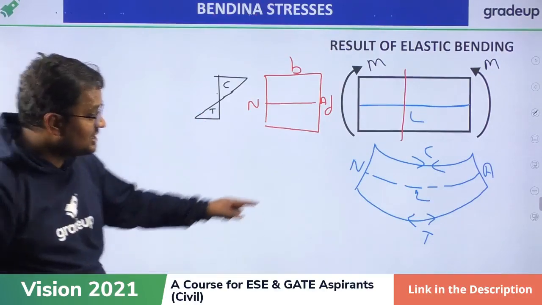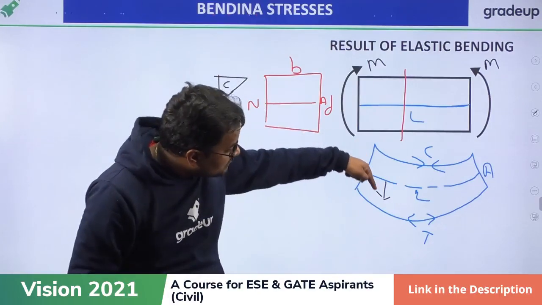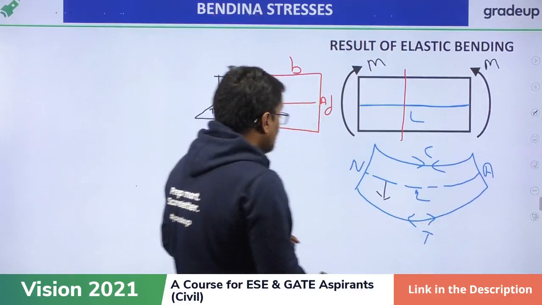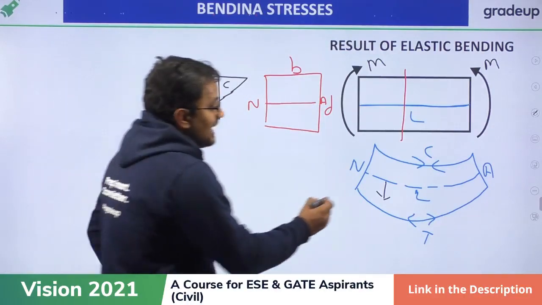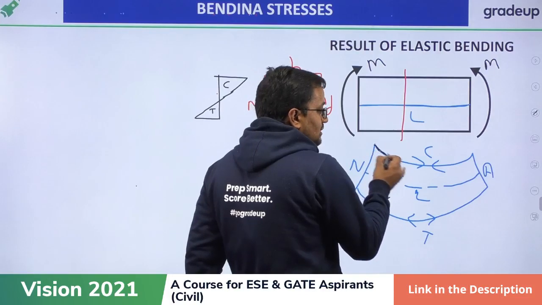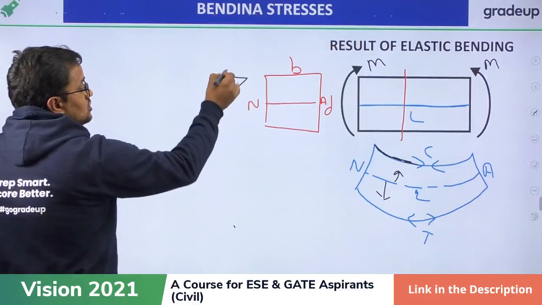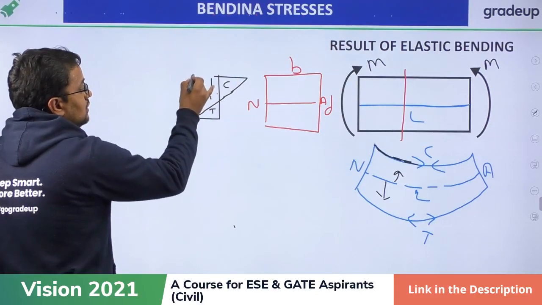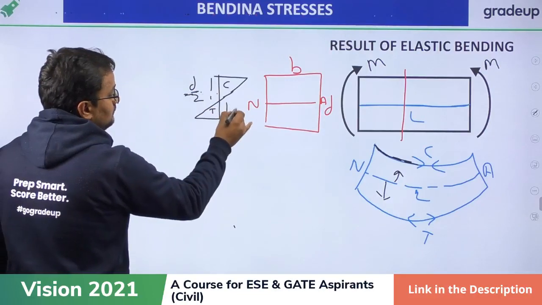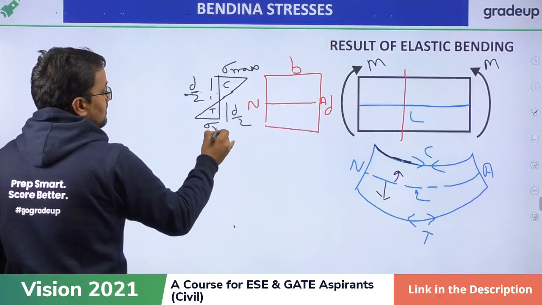As we go downwards from the neutral axis, stresses increase because elongation is most, therefore stress is most. As we go above, compression is increasing, and the most compression is at the top, therefore there is maximum. This is D by 2 and this is also D by 2, so both will be the same, sigma maximum, sigma max.